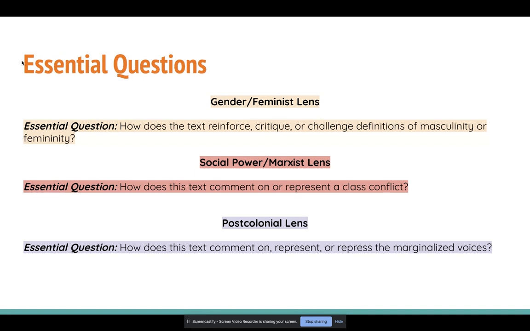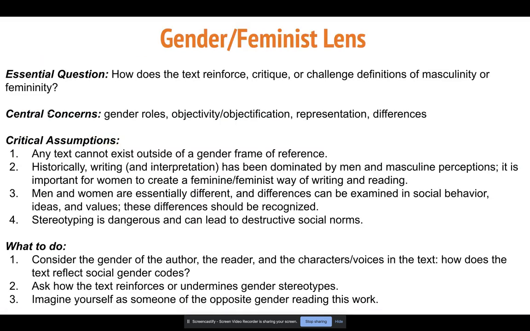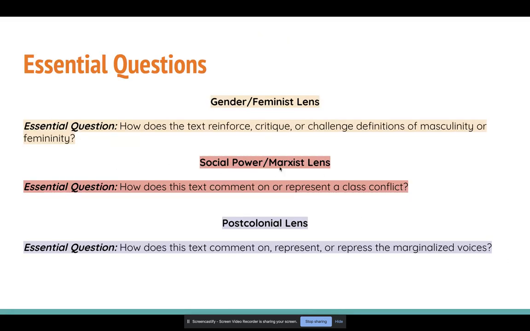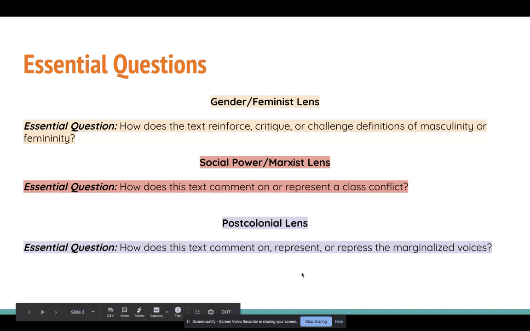Okay. So for this week, your essential questions, you get to pick from. Okay. You have the choice. You can pick a gender feminist lens, and this would be your essential question, right? You could pick the social power lens or Marxist lens, and this would be your essential question. If you wanted to try it, you could do the post-colonial lens, and this would be your essential question. Okay, this one's kind of an extra, the post-colonial. This is just for those that would want to maybe try it, that have read it and think it looks interesting. Otherwise, we're going to focus on these top two.